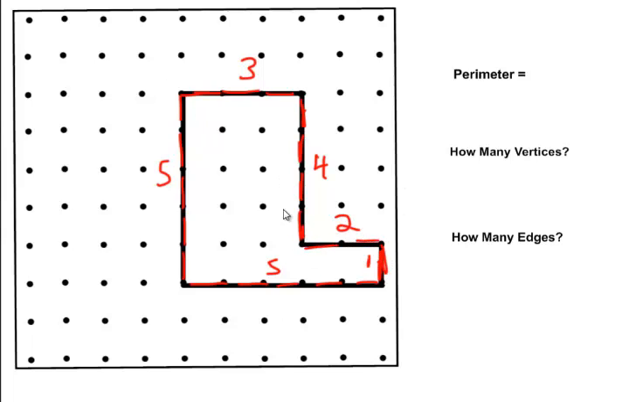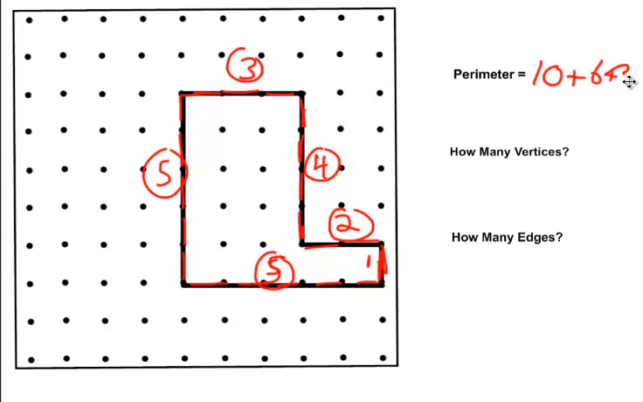So let's add the numbers. Let's see if we can find any patterns. Remember, as far as I'm concerned, anytime I can make it 10, I'm going to make it 10. So here we have 5 and 5. 5 and 5 is 10. Here I have 4 and 2 is a 6. And this is a 3. So I don't see any patterns there. But look, we have 10 and 6 is 16, and 3 more is 19 centimeters.